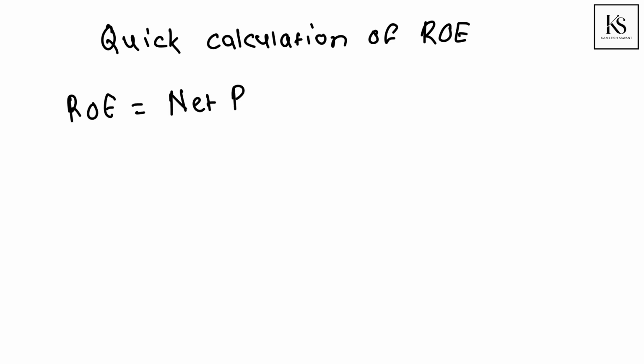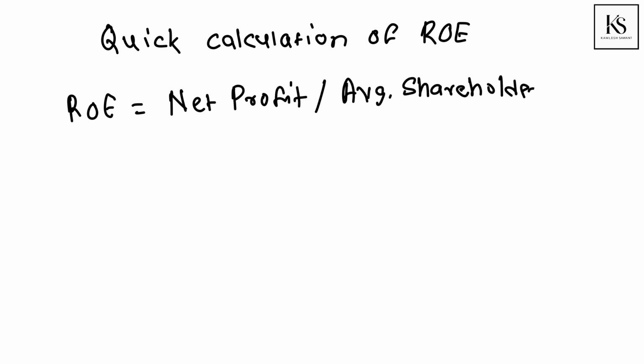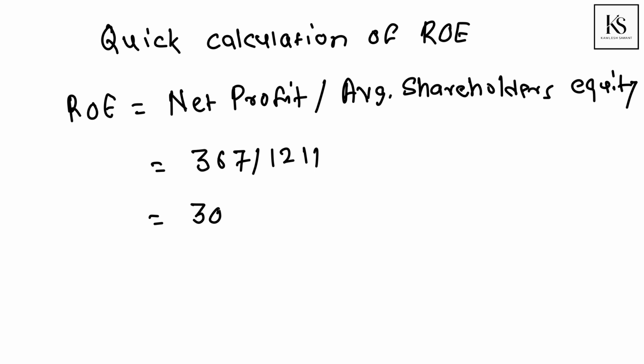However, if you wish to do a quick ROE calculation, you can do so the following way. ROE is equal to net profits divided by average shareholders' equity. From the annual report, we know for the FY14 the PAT is 367 crores. Therefore, ROE is equal to 367 divided by 1211, that is 30.31%. Return on asset, ROA.